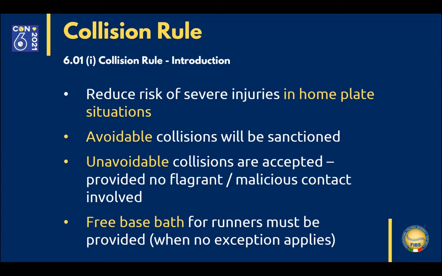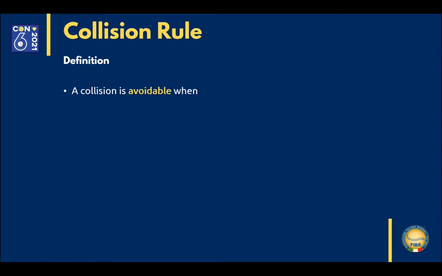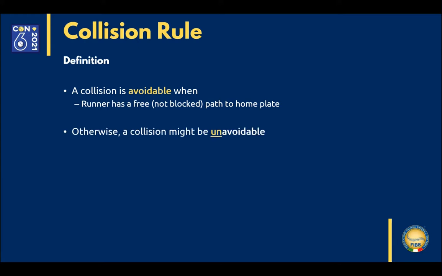Let's look into it in detail a little bit. A collision is deemed avoidable when a runner has a free, not blocked pass to home plate. A free pass. Then a collision is avoidable. There's nobody and nothing in between the runner and home plate. Otherwise, a collision might be unavoidable. So, when the runner has no free pass to home plate, the pass is blocked by a fielder, mainly the catcher playing at home plate.